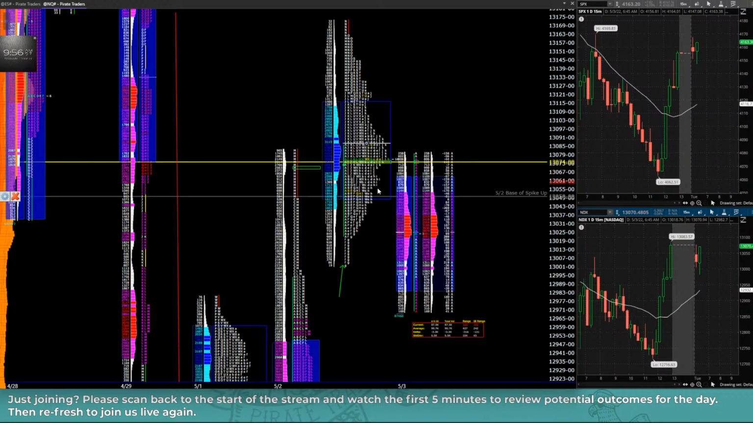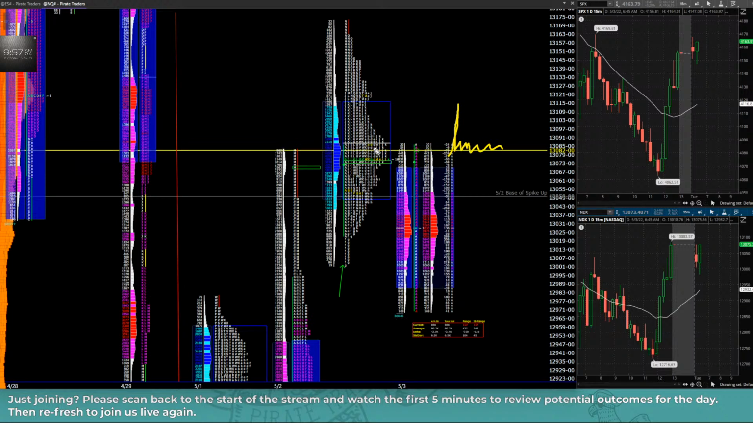All right, NQ looking to get above yesterday's high. Once again, to me, it would be bullish if they can get above yesterday's high and then come back down and find support in here. That would be bullish. Can they do it?